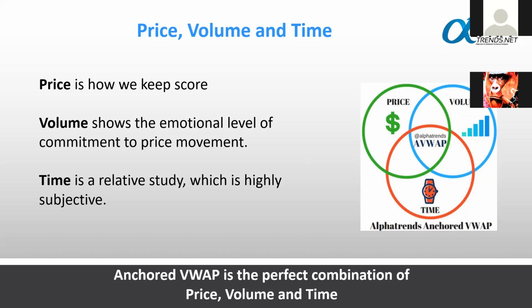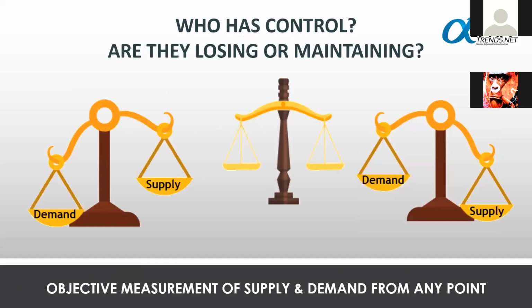But the way that the volume weighted average price combines these three components, I think, is the most perfect way to look at psychology from an event. And it's really also, of course, supply and demand. That's all we're ever talking about when we're talking about the market.